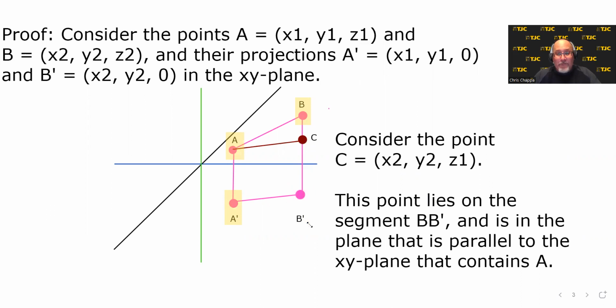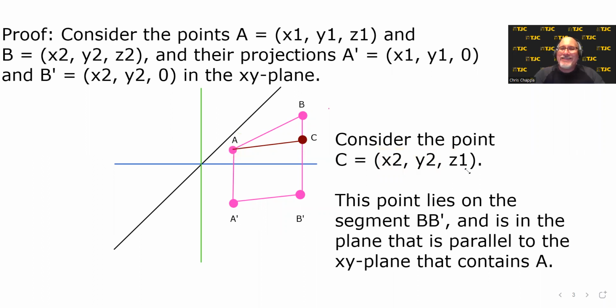Now, we're going to bring in a fifth point here, and we're going to call it point C. And the coordinates of C are going to be almost the same as the coordinates of B and its projection. It's going to have the same X, the same Y, so X2, Y2. But we're going to give it the same Z coordinate as A. So what does that mean about the point C?